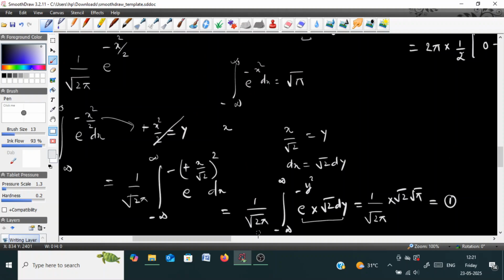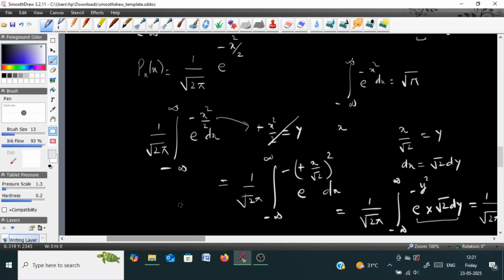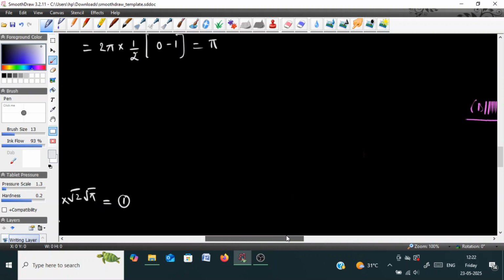So integration of the PDF that we have defined as a Gaussian random variable with a 0 mean and a unit variance is 1. Okay, so that is one thing that we have just defined.